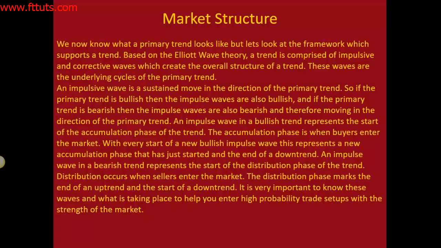The accumulation phase is when buyers are entering the market. With every start of a new bullish impulse wave, this represents a new accumulation phase that has just started, and the end of a downtrend. An impulse wave in a bear trend represents the start of the distribution phase of the trend. Distribution occurs when sellers enter the market. The distribution phase marks the end of an uptrend and the start of a downtrend.